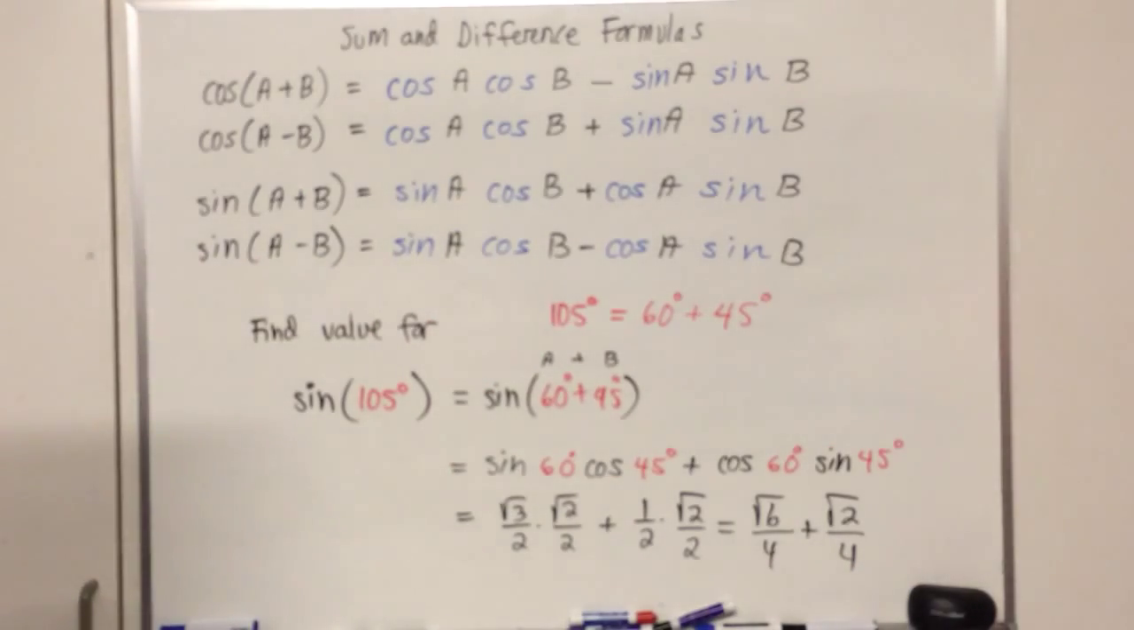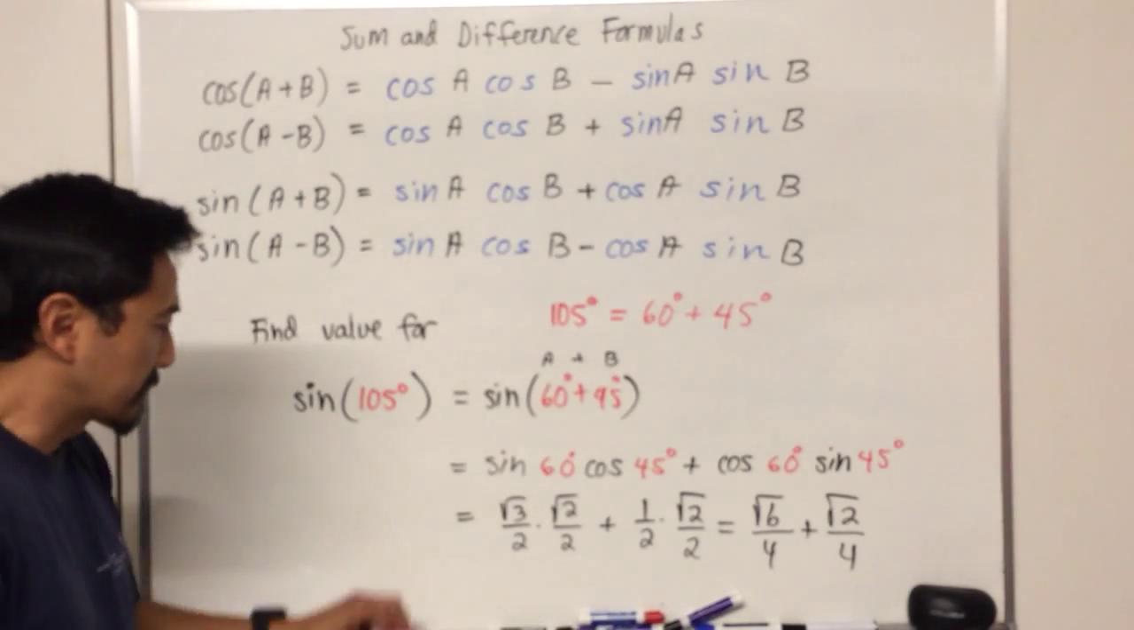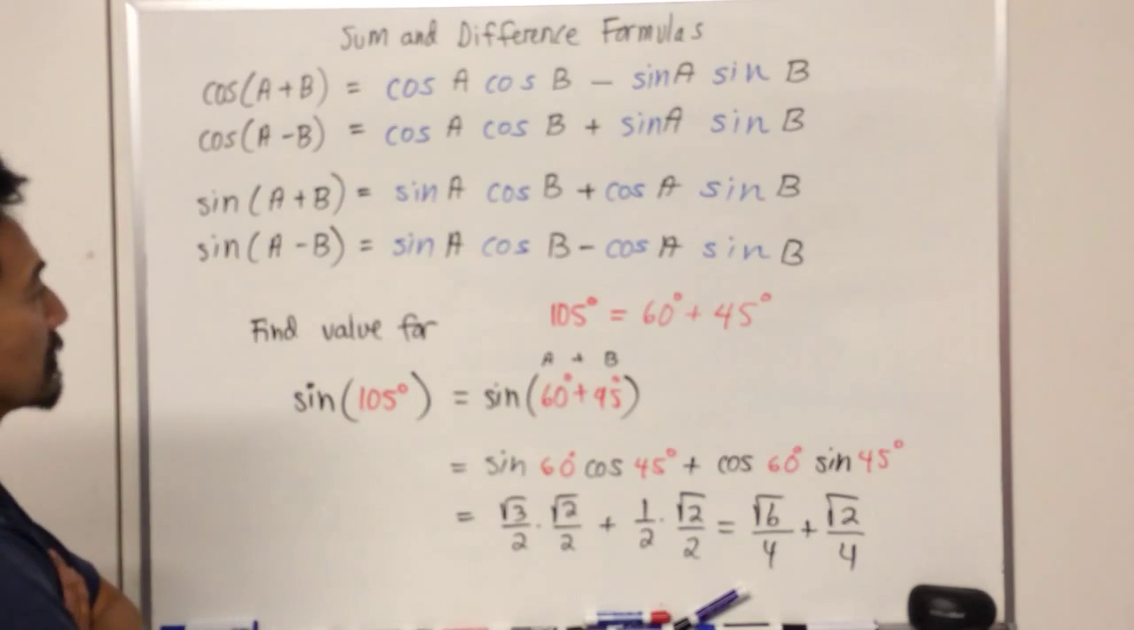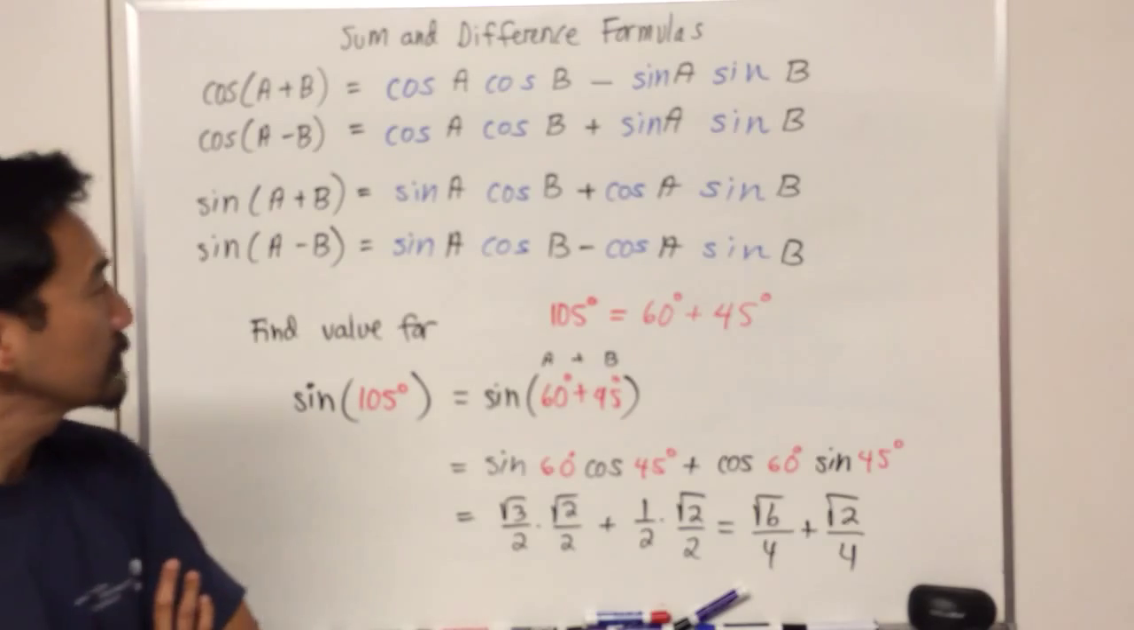And I certainly didn't need any calculator. The calculator would probably give me a decimal approximation anyways. Hope that helps you review those identities.